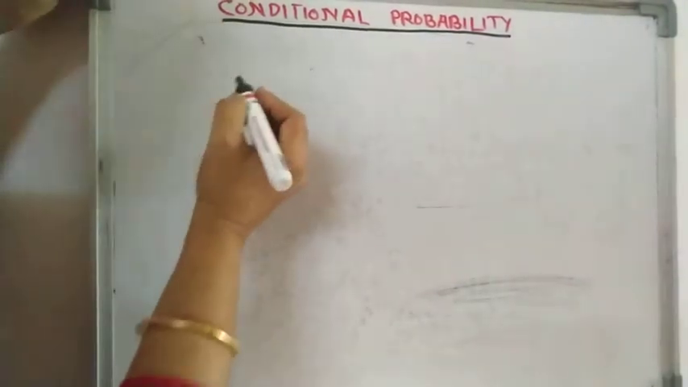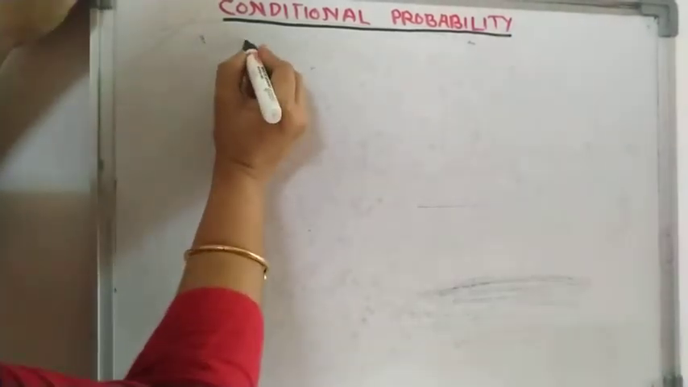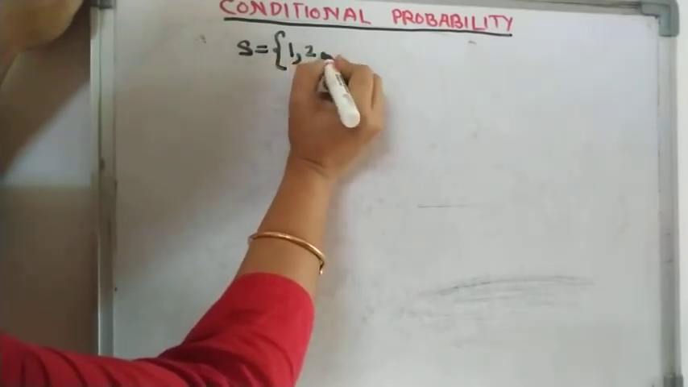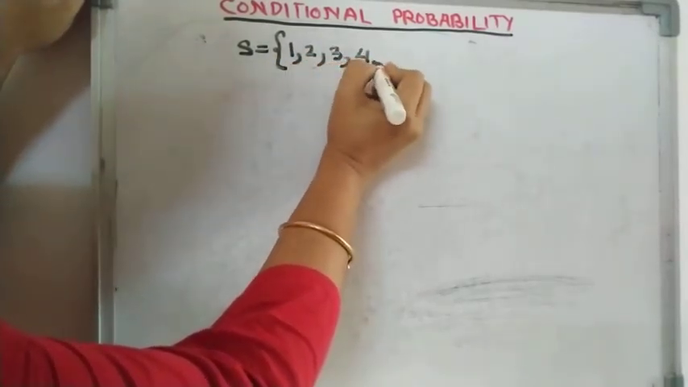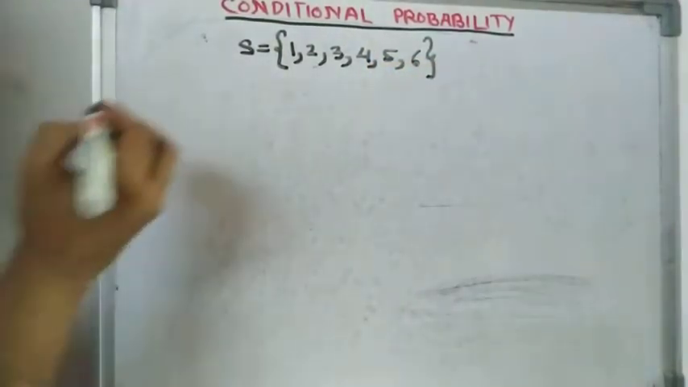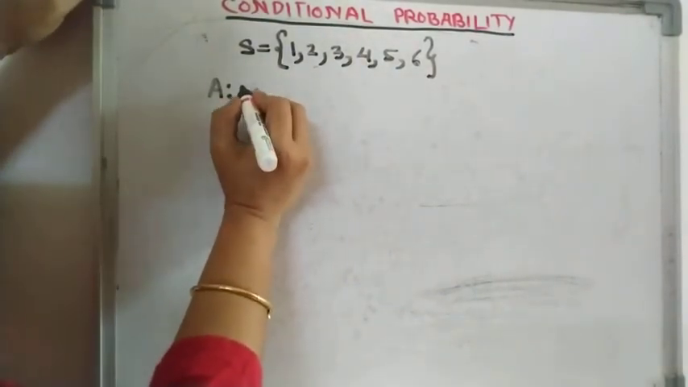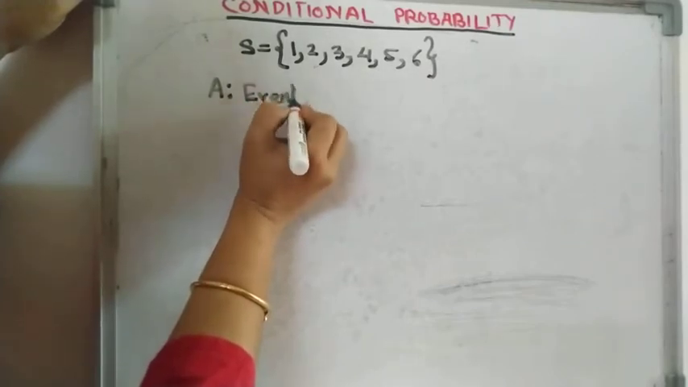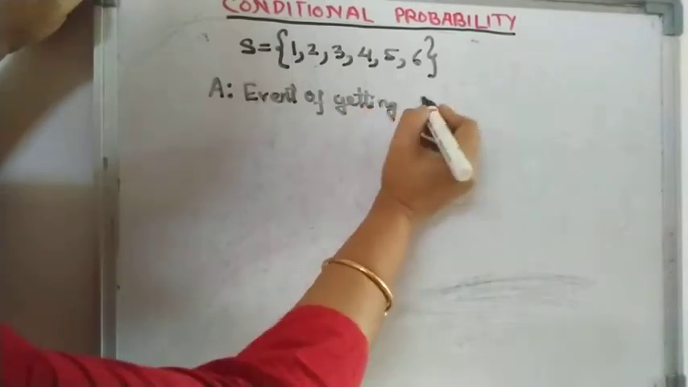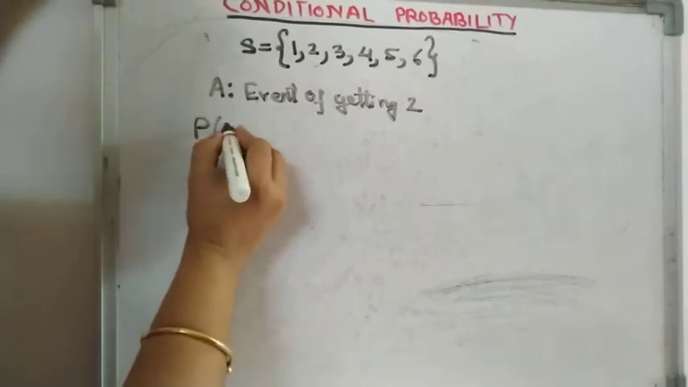Suppose we roll a die. As we know, when we roll a die, what will be the sample space? While rolling a die, we get 6 elements in the sample space: 1, 2, 3, 4, 5, 6. There are 6 elements in the sample space. If A is an event of getting 2.